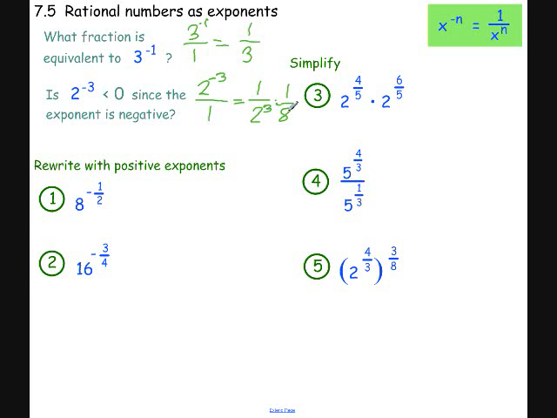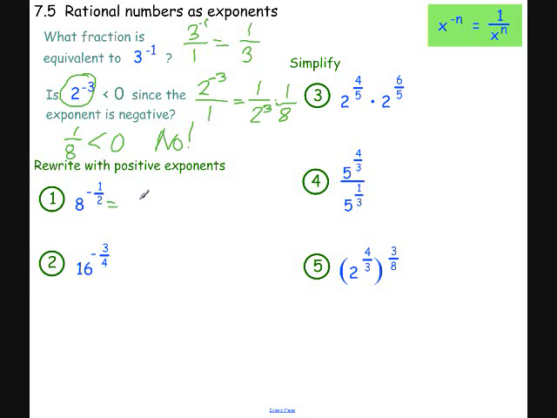Okay, it simplifies to 1/8. And if we ask ourselves this question now, instead of using this expression, say, is 1/8 less than 0? The answer is so obvious, right? No. Okay, so we're going to rewrite with positive exponents to keep ourselves out of trouble, because when we see the negative, sometimes, at least early on, it's a little too confusing.